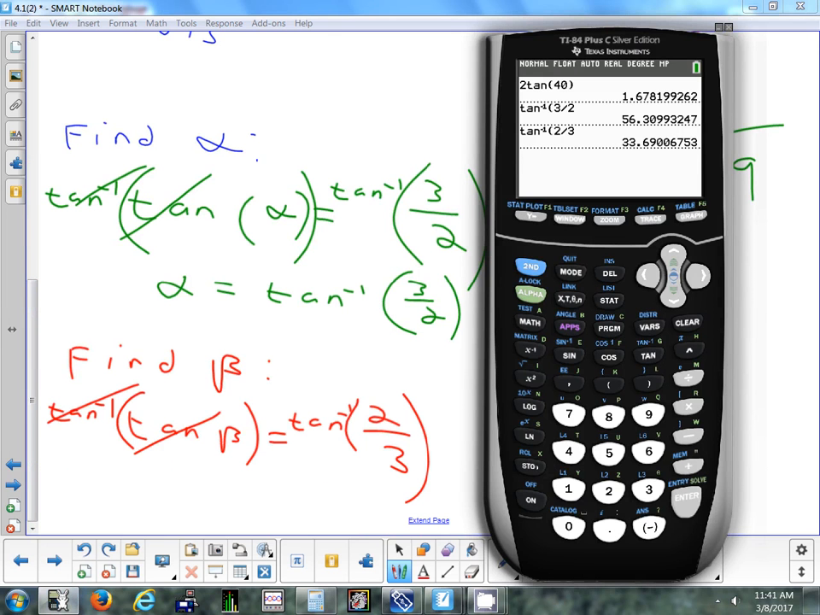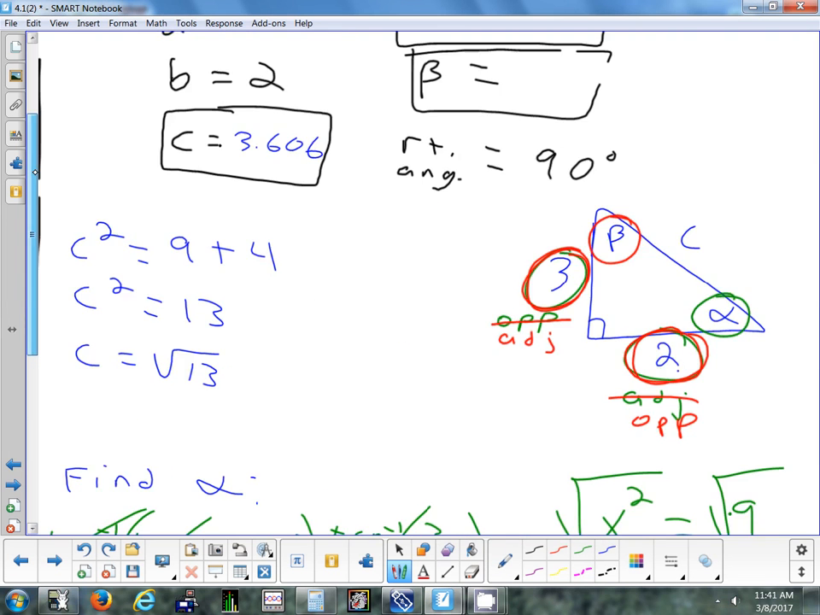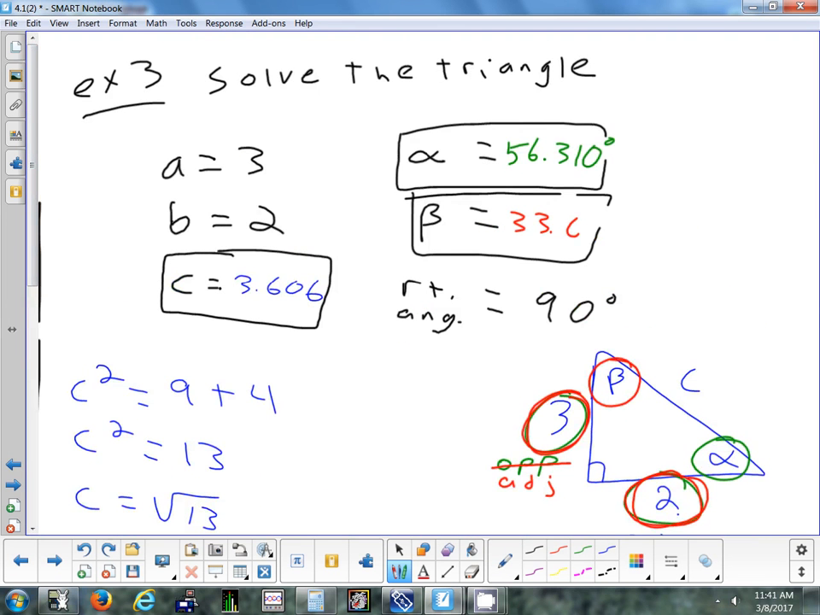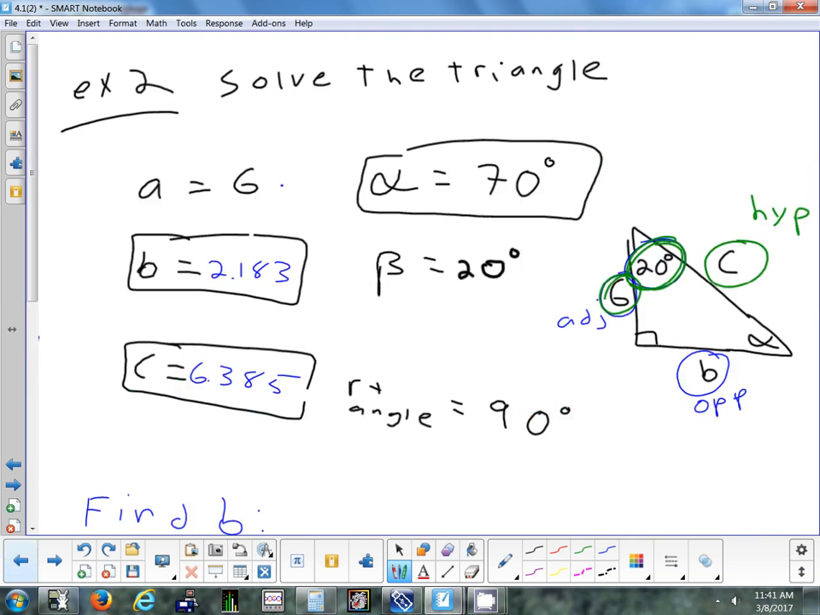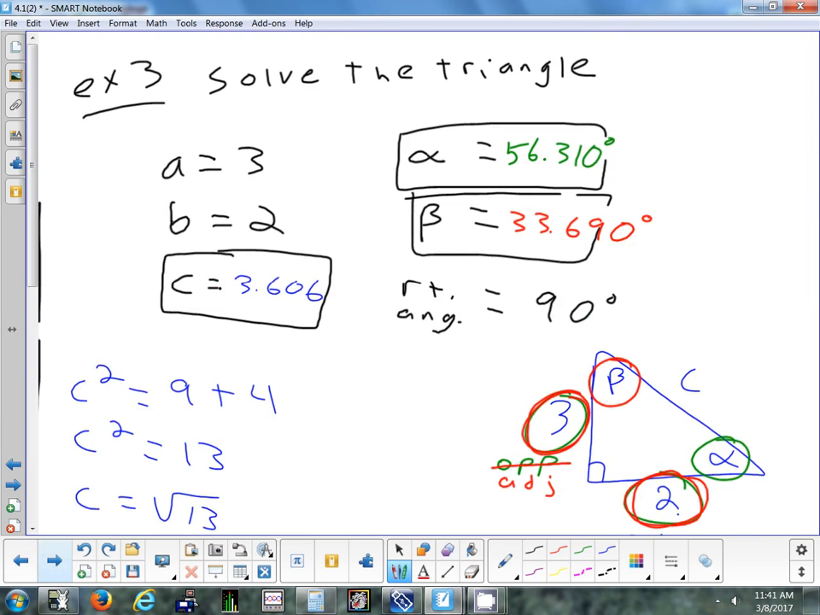Is that what we said earlier the answer should come out to? Yeah. Yeah, 33.69. So we're good. So since I got the same answer for beta doing it two different ways, I'm really positive that we did it correctly. If you got different answers doing it those two ways, something's wrong. Okay, so that's the type where they give you two sides. The other one and the one before it was the type where they give you a side and an angle. Okay, so any questions on that one?